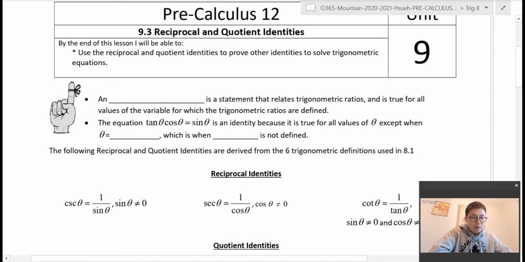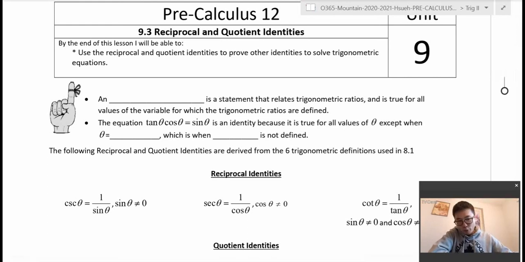All right, welcome back to 9.3. We are moving on from solving equations, and we're going to move on to a different kind of math than the ones we've done in the past. We are actually going to be looking at trig identities today, and we're going to do some proofs, okay?